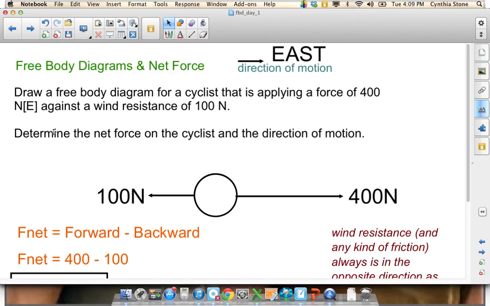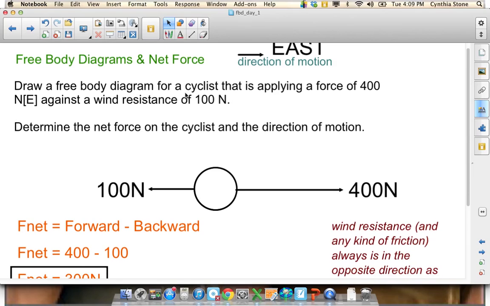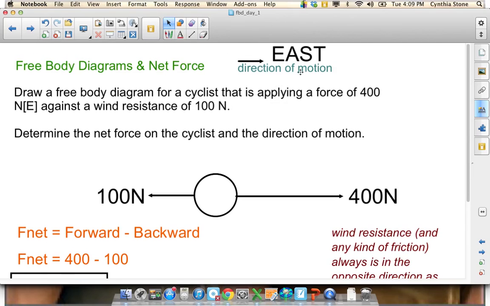for a cyclist. Okay, so first of all, what is good to do is to make a clear indication on your solution of what is the direction of motion, or what we call the forward direction. It's important with net force, and in this case it's east because he's applying a force of 400 newtons east.